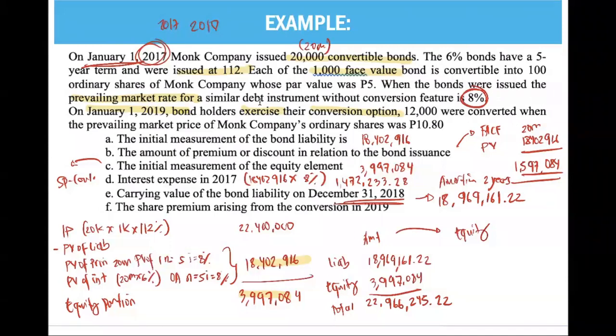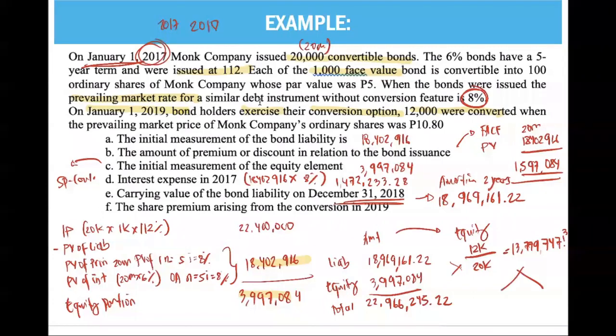How much was transferred to equity? 12,000 were converted. If we have 20,000 bonds and we have 12,000 converted, how much was converted? Total is 22,966,245.22. But since only 12,000 is converted, we get the proportion. So 22,966,245.22 times 12 over 20 will give us 13,779,747.13. Okay?